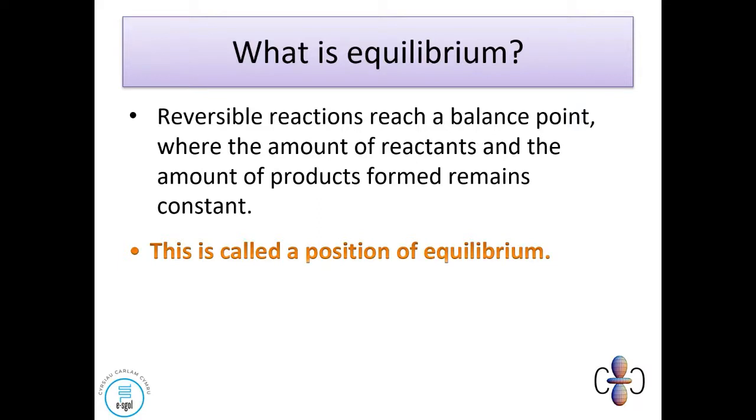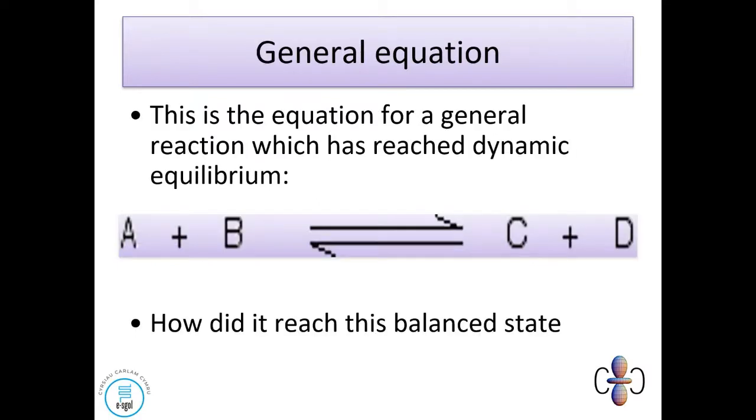So reversible reactions reach that balance point eventually, where you've got two reactions taking place at the same time, but in opposite directions. We call this a position of equilibrium. In general, if you take a generic equation, I usually find it better to start with just A and B going to C and D to get it clear in your heads. If you start with A and B, at the very beginning there are no product particles, so there's no C and D.